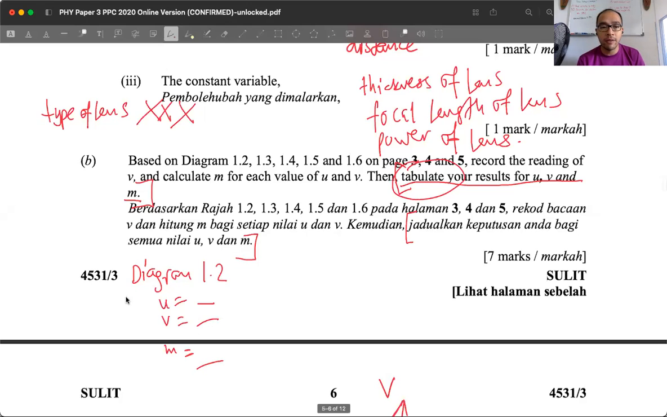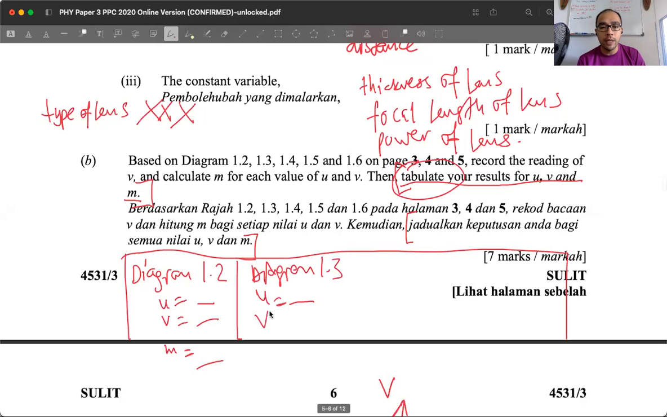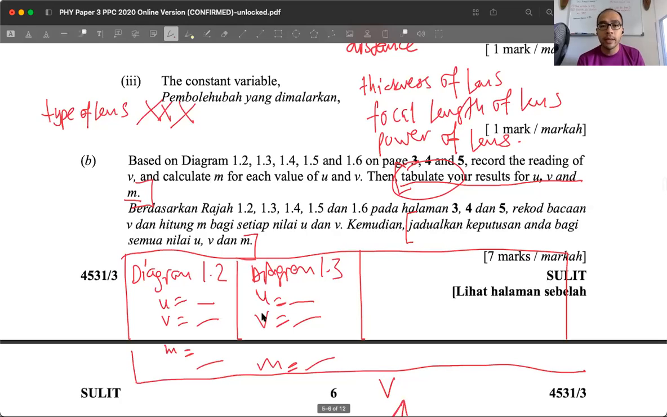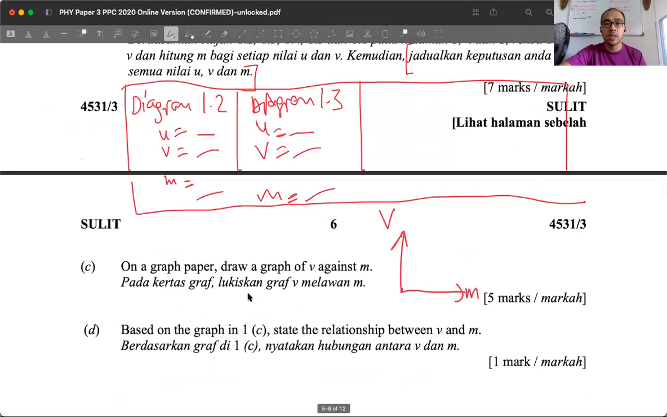And then some are even smarter. They write like this, then after that they write it in a table like this, and this is called a table. Diagram 1.3, U equals yada yada, V equals yada yada, M equals yada yada. Then they close the table. Wow. Who taught you the table like this? Nobody. Only you taught yourself, or your useless tuition teacher taught you.